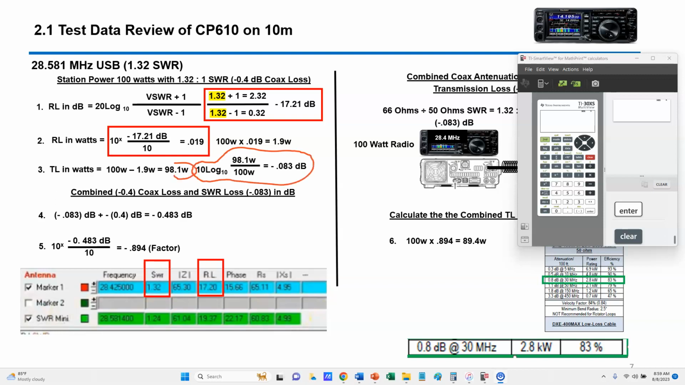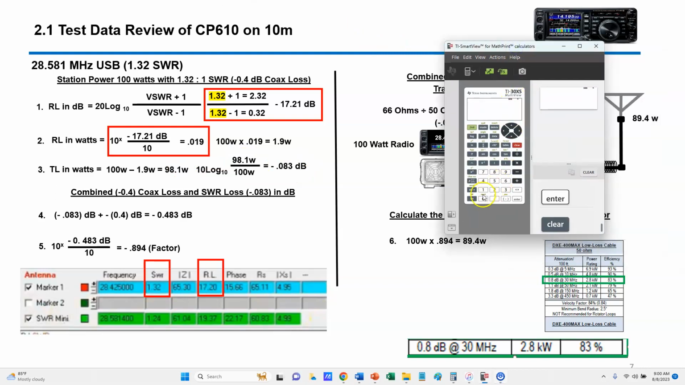So we take the 98.1 and we run the 10 log formula here, and it's going to give us a dB value. That dB value is very important because that's going to help us solve this problem. So what we're going to do next is we're going to go 10 log, numerator, denominator. 98.1 is on the top, and 100 is, whoops, I messed up there, 100 is on the bottom. That gives us a factor of 0.83 dB.